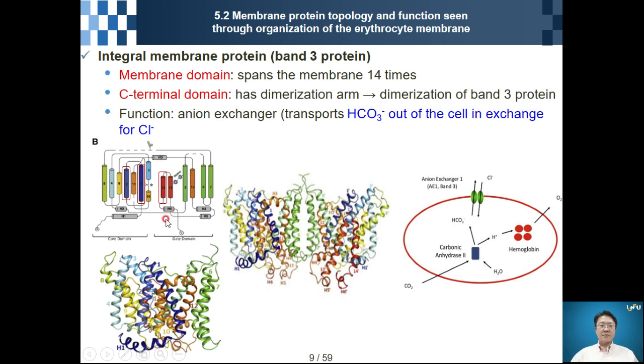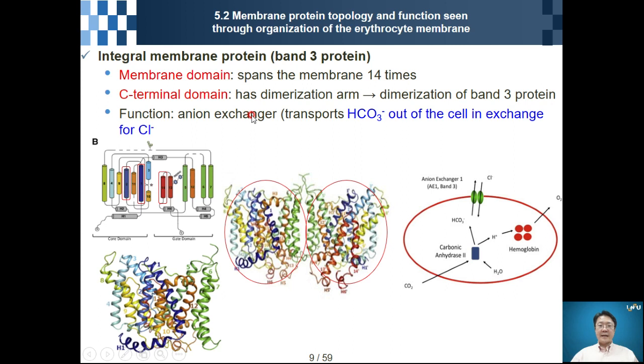So in this C-terminal domain, they have the dimerization arm. This is the band 3 protein, one subunit, and one subunit makes dimerization like this. So usually the C-terminal domain has the dimerization arm, so they induce dimerization of band 3 proteins. So the main function of this dimer structure is to function as an anion exchanger.